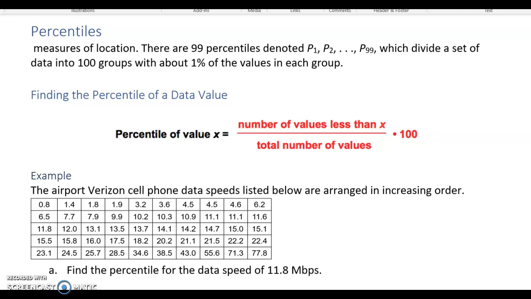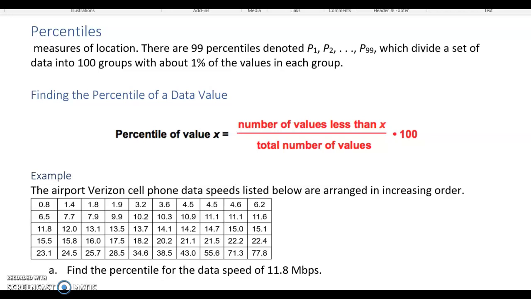In this video, we're going to talk about percentiles. A percentile is a measure of location. There are 99 percentiles denoted P1, P2, all the way up through P99, which divides a set of data into 100 groups with about 1% of the data values in each group.